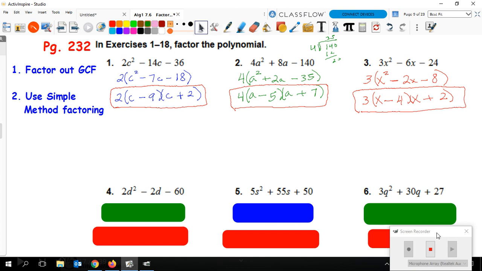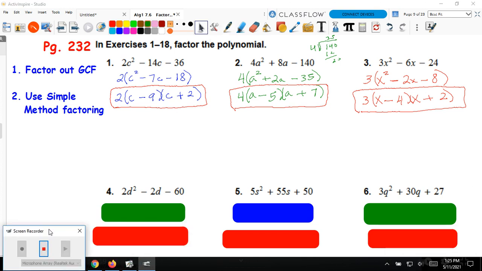Alright, so hopefully you have answers now for 4, 5, and 6. So for number 4, you'll be factoring out a 2. So the first thing is factor out the 2. And so it gives you d squared minus d minus 30. And then simple method factoring for this here will give you your answer.